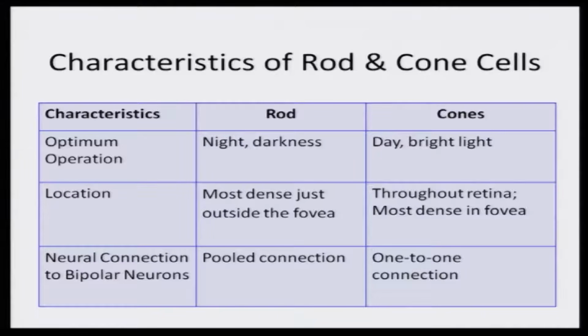And in terms of location on the retina, the rod cells are more dense just outside the fovea, whereas cone cells are distributed throughout the retina and are more dense on the fovea. And in terms of neural connection to the bipolar neurons that you saw in the video, the rod cells are in a pooled connection format, whereas the cone cells are one to one connected.